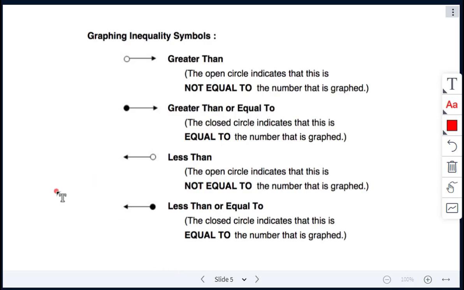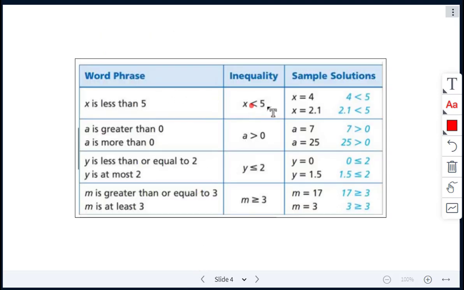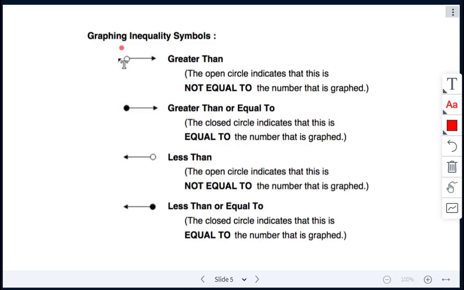All right, so next we're going to look at graphing inequality symbols. So when we have just a greater than or just a less than symbol, we have this open circle. And that means that the number, for example, if we go back to here, if it was less than 5, the number 5 is not included in the solutions. So therefore, an open circle is used for both greater than and less than.